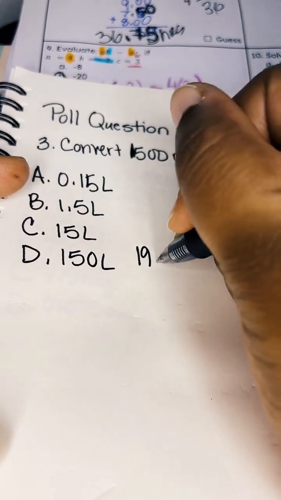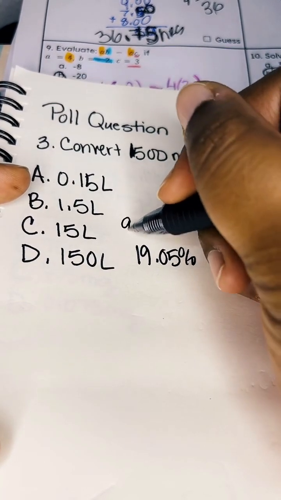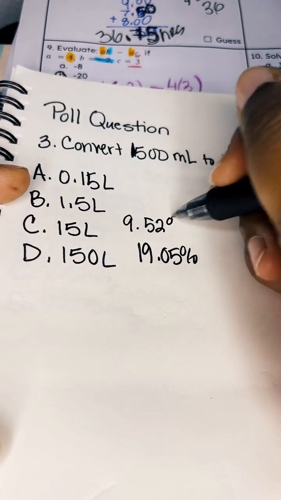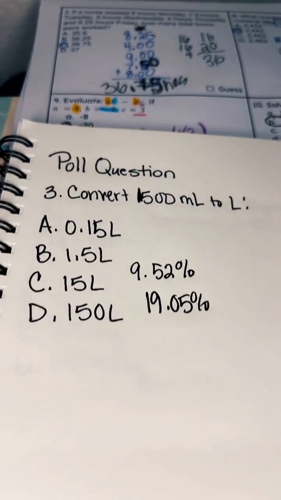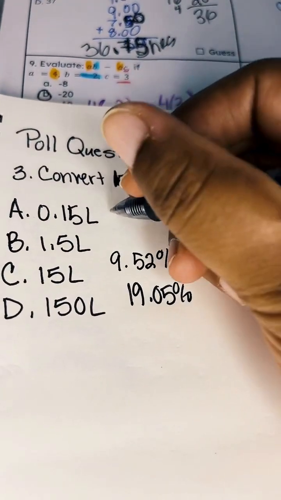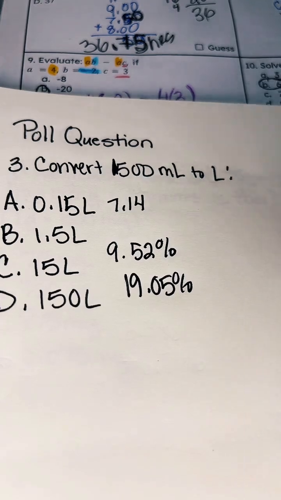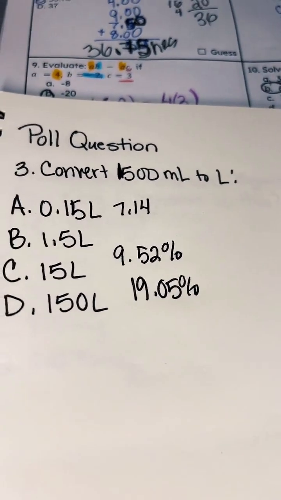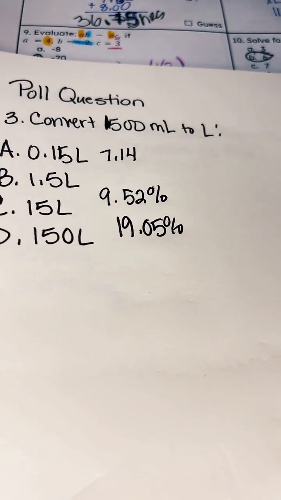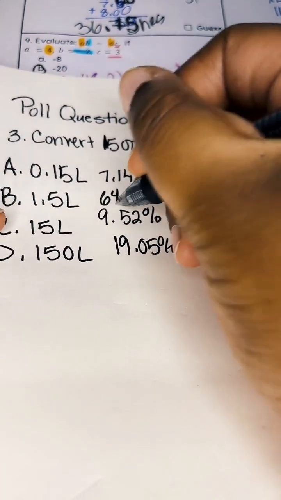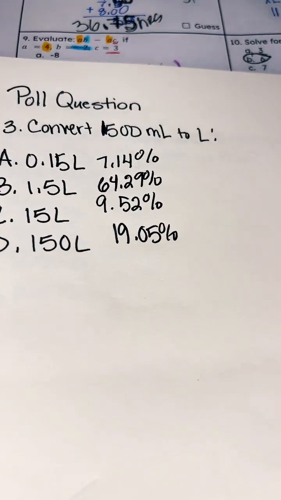So we had 19.05% said D. 52% of us said C. Let me see. How many of us said A? 7.14% of us said A. So then how many of us said B? 64.29% of us said B. All right.